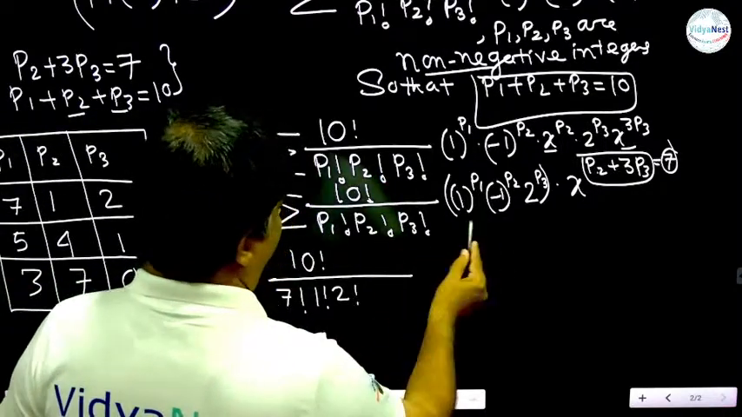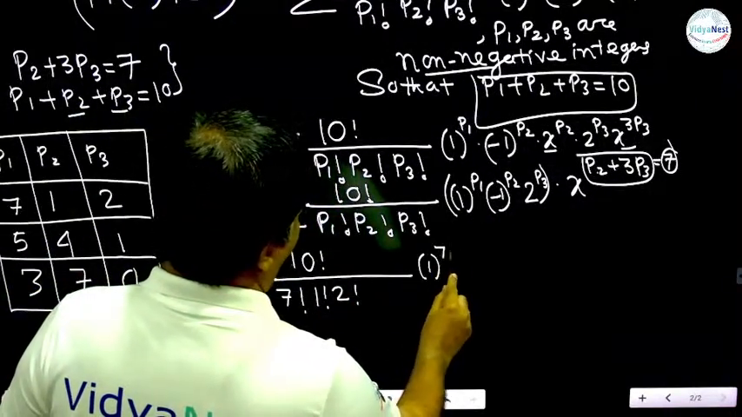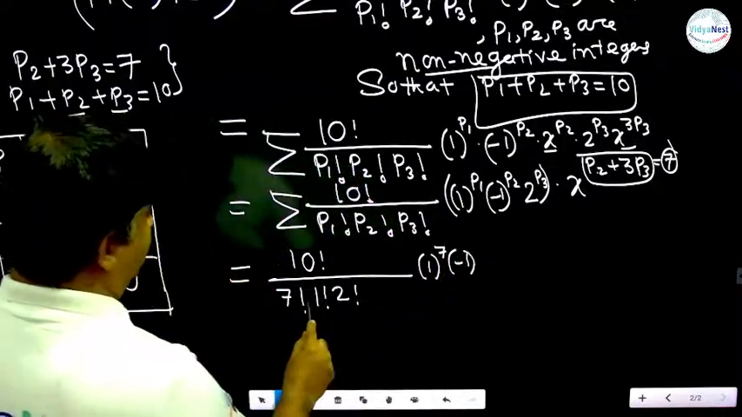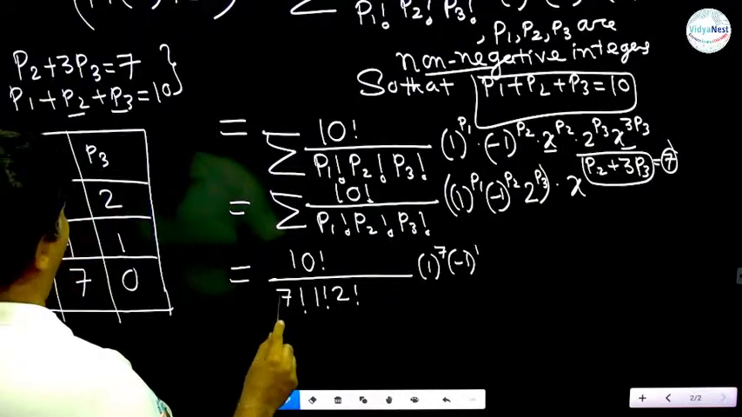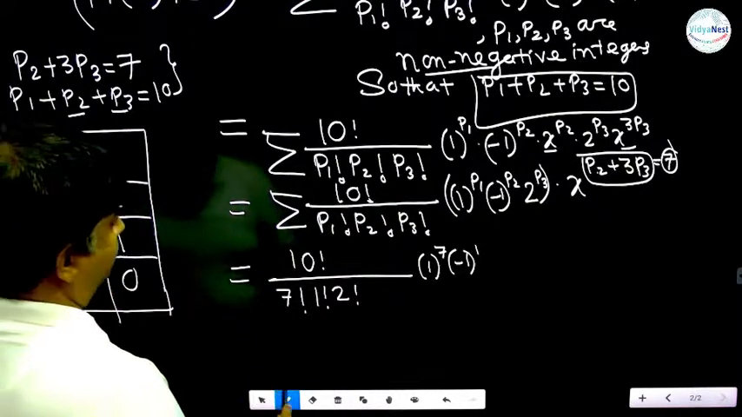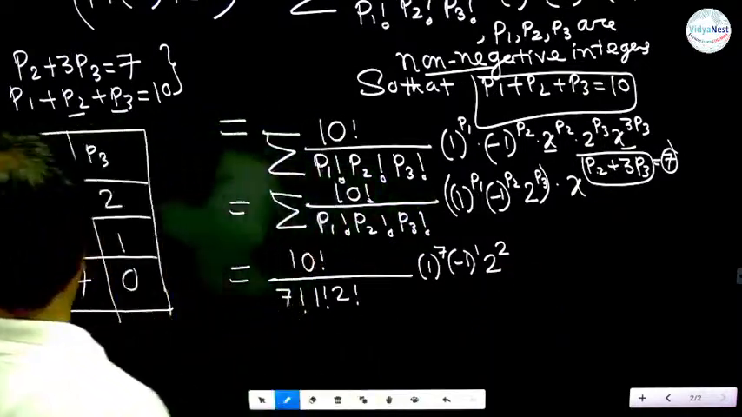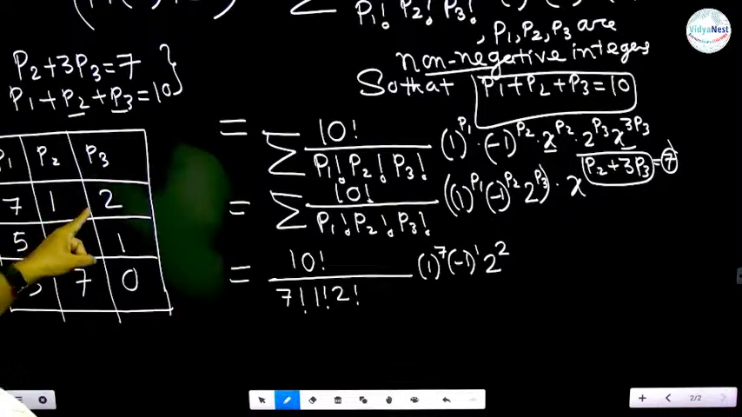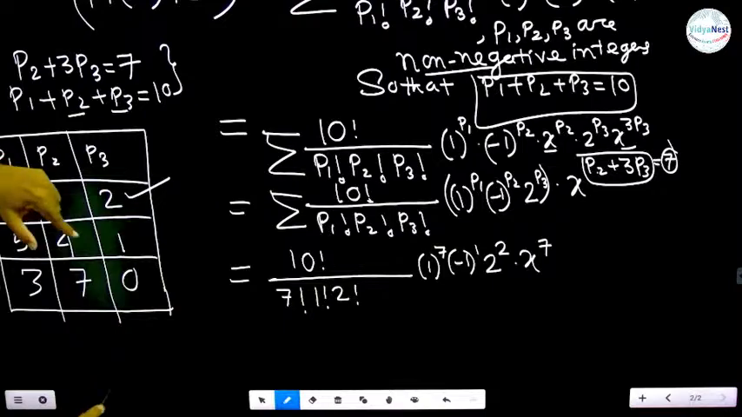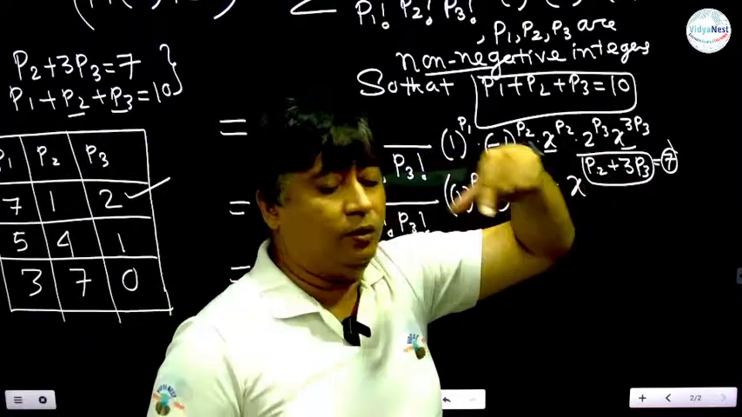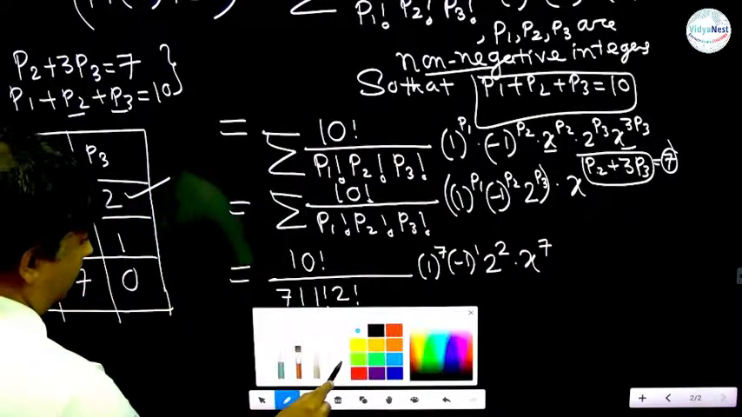Okay, for the sake of calculation, if you wish, you can write 1 to the power 7, minus 1 to the power p2, where p2 is 1, 2 to the power p3, where p3 is 2, and that is 7, x to the power 7. So these values, first row's values, I have put in place of p1, p2, p3. Now skip to the next one.